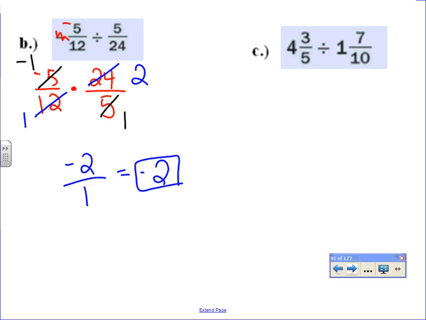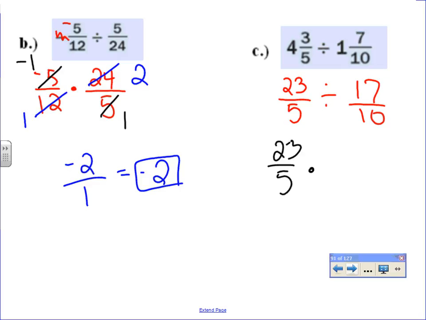Okay, letter C. First thing you had to do was change them to improper fractions. So the first one becomes 23 over 5. Just rewrite the problem for now. And the second one becomes 17 over 10. Now we do keep, change, flip because they're improper fractions. So keep 23 over 5, change division to multiplication, and then flip or take the reciprocal of the second fraction.